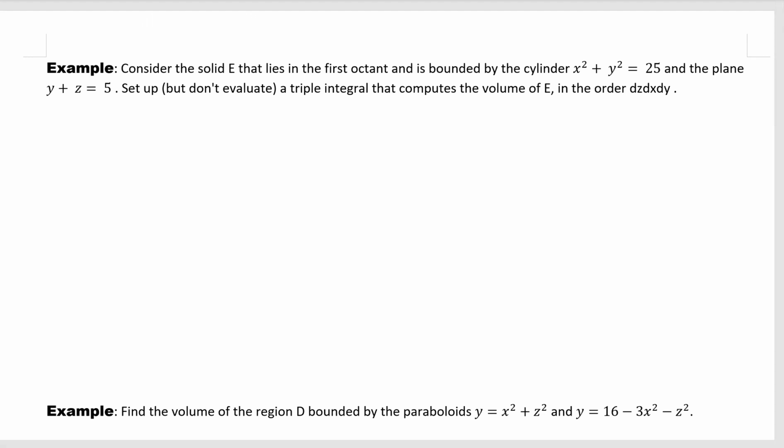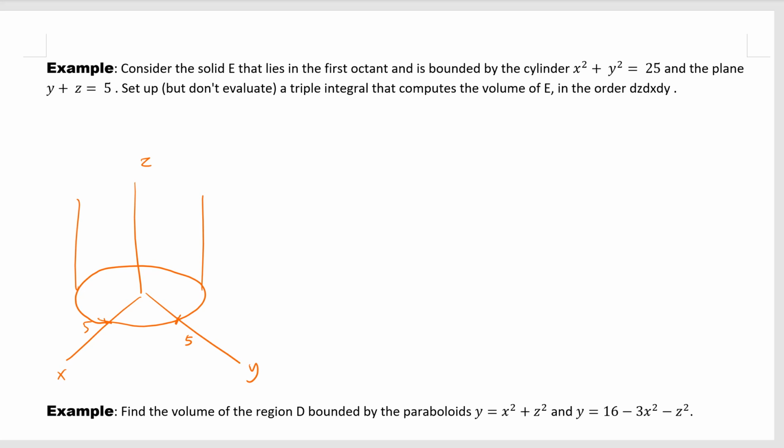So x, y, z, and then we have the cylinder x squared plus y squared equals 25. So the radius is 5. Let me draw a better circle there. Okay, this is a better circle. Let's say this is 5. A cylinder means it just goes up. And the plane y plus z equals 5.